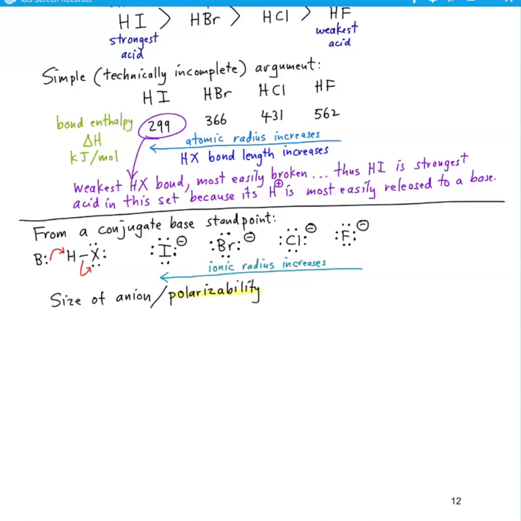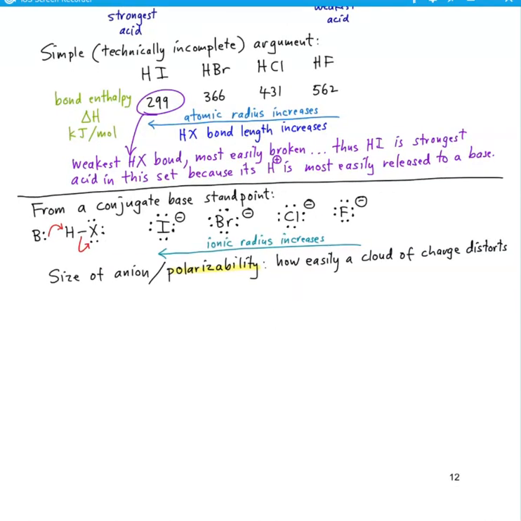Let's define polarizability before we move forward. Polarizability, broadly speaking, is how easily a cloud of charge distorts in the presence of an external charge. So let's say how easily a cloud of charge distorts. All right, so let's look at a couple of pictures. So we're going to draw a picture of an iodide ion, which has a negative charge. And we're going to draw a picture of a fluoride ion, which also has a negative charge. And these are drawn actual size.